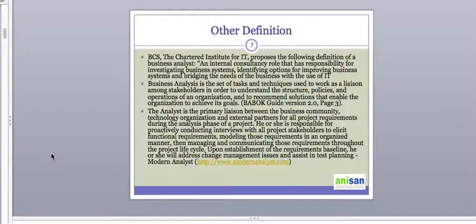So an organization may have multiple goals, for example improving the operations, replacing the legacy system, or implementing a new regulatory requirement. So like that, you can have any of these solutions or goals that basically are required to be fulfilled. Then there is a Modern Analyst definition, so you can read that. I'm not going to focus on that.